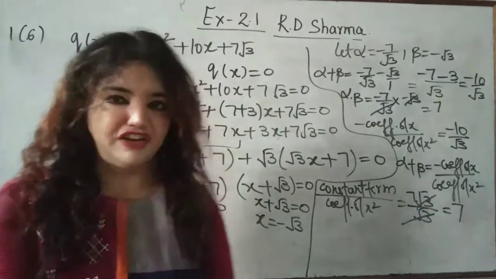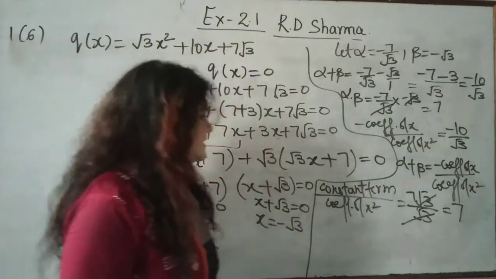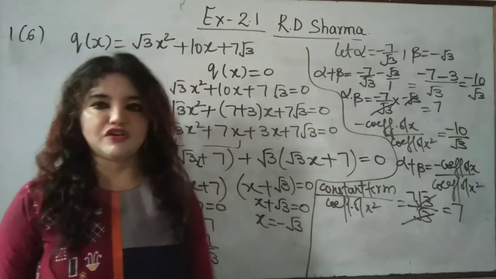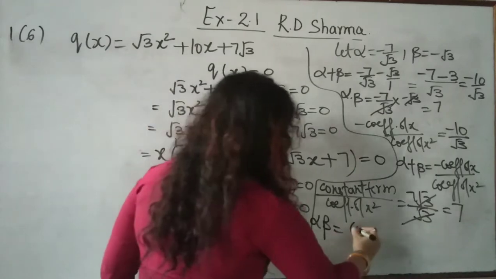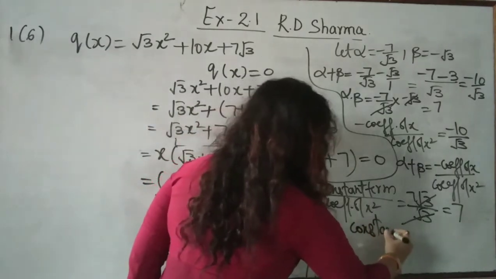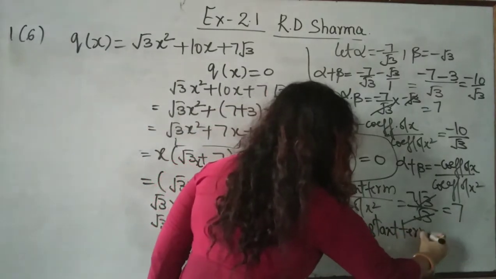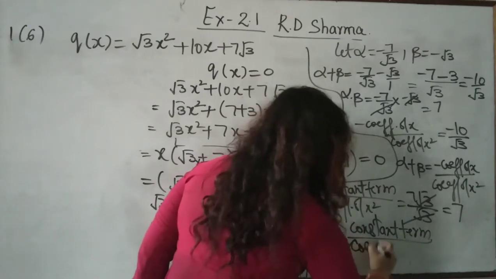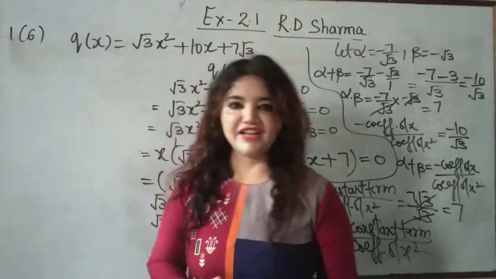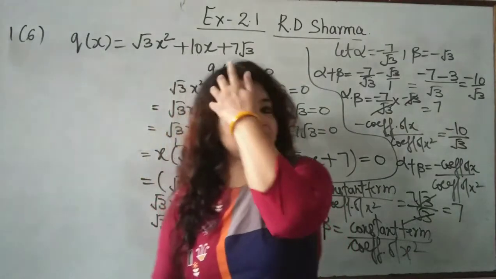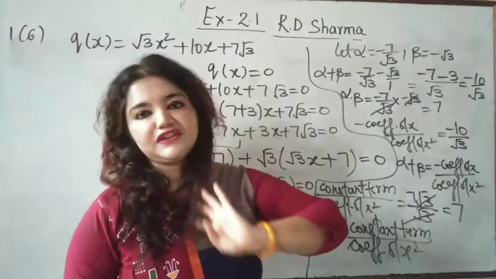तो हमने relationship verify कर दिया है. Alpha into beta is equal to constant term upon coefficient of x square. And you have to write this. Alpha into beta is equal to constant term upon coefficient of x square. Fine guys. So this is how हमने zeros find out करे, relationship verify किया.